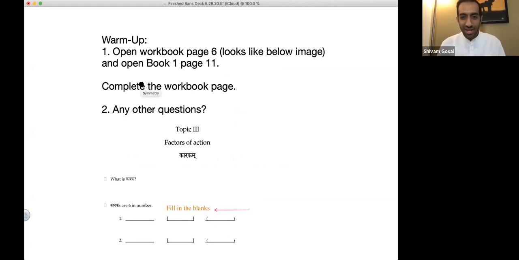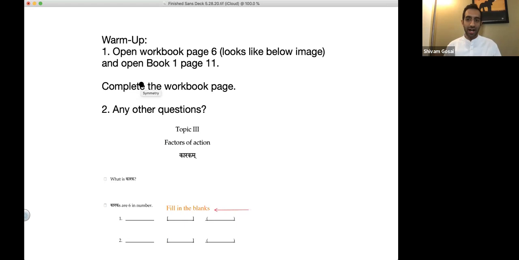So, on the warm-up, we were trying to remember all the 6 karakas. Okay, so we're not talking about the vibhaktis, we're talking about the karakas. Karakas are related to vibhaktis, but they're an independent topic, right? So, this is on book 1, page 11. But the 6, what is a karaka, right? A karaka is anything which is related to the action. So we have 6 karakas.